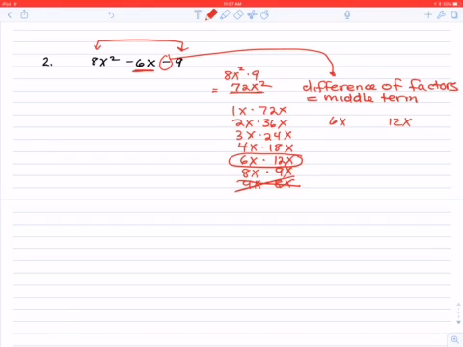Now we have to decide what to do with the sign. So if the last sign is negative, the signs will be different. And the larger factor will get the sign in the middle.